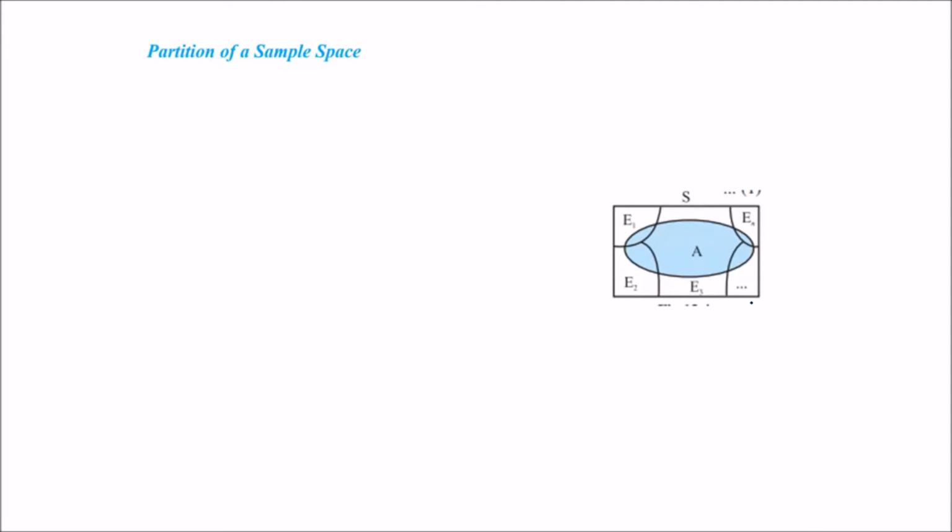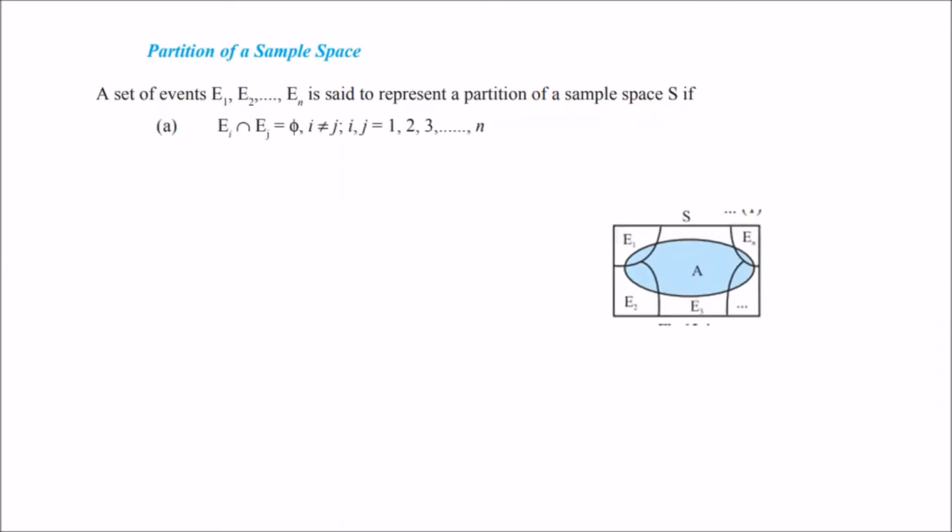It starts from the partition of a sample space. In the figure you can see a sample space, and here there are many individual events. A set of events E1, E2, E3 up to En is said to be a partition under certain conditions. What are the conditions? First, they are mutually exclusive. That means there is nothing common in E1, E2, nothing common in E1, E3, nothing common in E2, E3, and so on up to En.